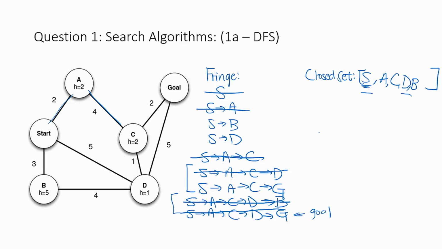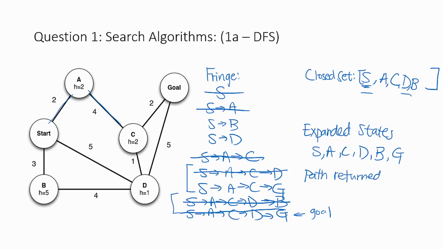So we're done. The expanded states are pretty much in the order of the closed set. So that's S, A, C, D, B. I'll put G for here. And the path returned is going to be this path that passed the goal test, which is S to A to C to D to G.